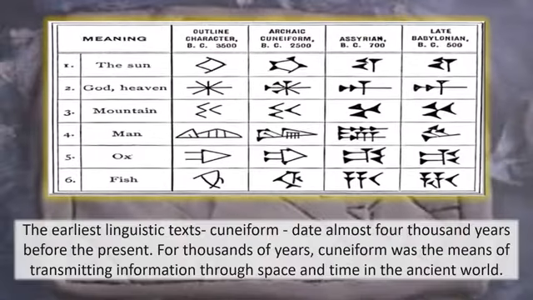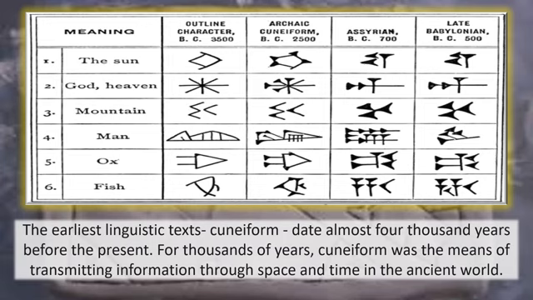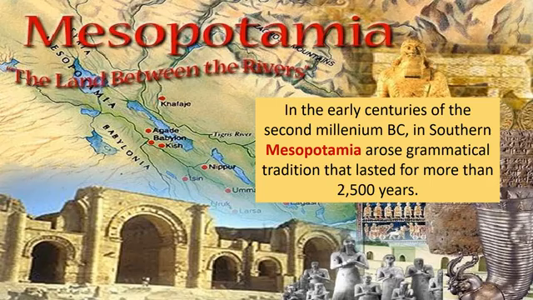The earliest linguistic texts written in cuneiform on clay tablets date almost 4,000 years before the present. For thousands of years, cuneiform was the means of transmitting information through space and time in the ancient world. In the early centuries of the second millennium BC, in southern Mesopotamia arose a grammatical tradition that lasted for more than 2,500 years. Mesopotamia is thought to be one of the places where early civilizations developed.